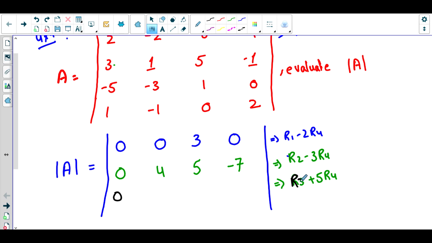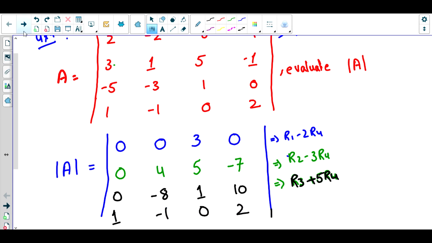So R3 plus 5R4. We have here minus 3 minus 5, so minus 8. Here it will be 1, 0, so it's again 1, and here it is 0, 0 plus 10, it is 10. So what's the benefit? We got 3 zeros, and let's copy the fourth row as it is: 1, minus 1, 0, 2.